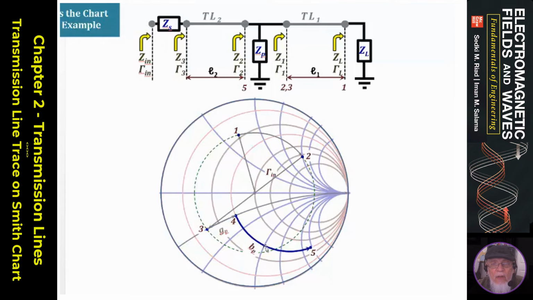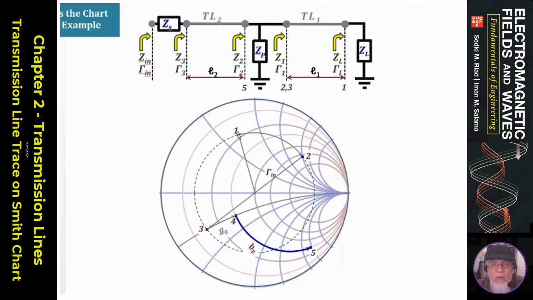And then next I add the B sub P, and that would be a motion on a constant real part circle, and whatever that value is, I get there, and that would be my total admittance at 0.5. So 0.5 is represented here as an admittance. You have to keep track of whether it's impedance or admittance.